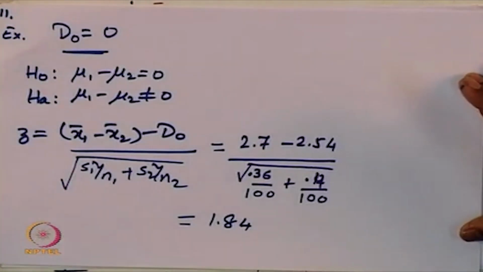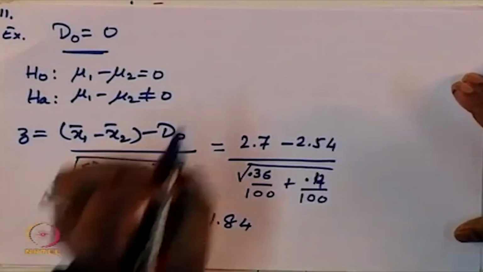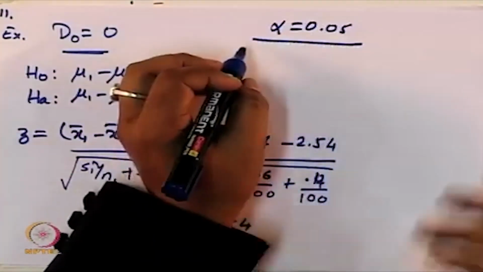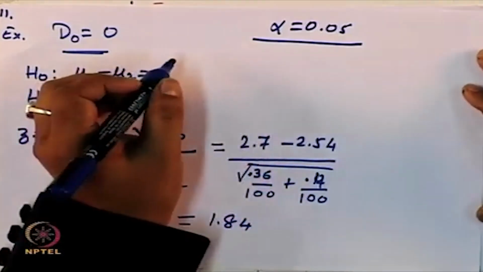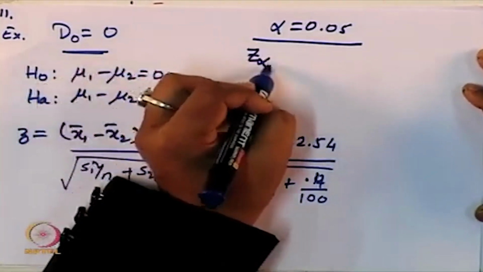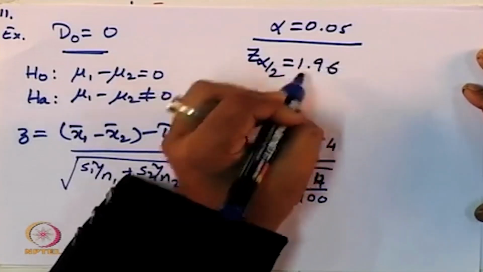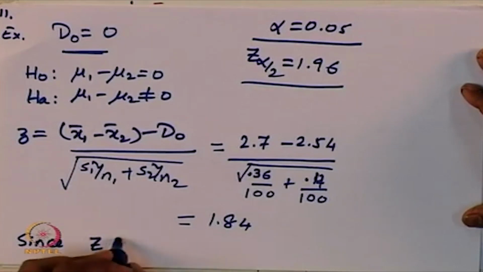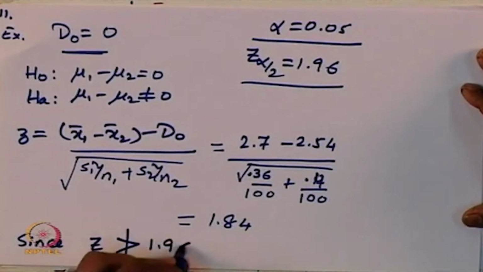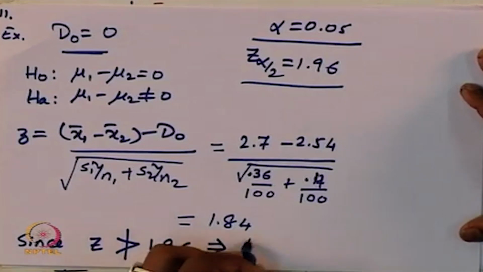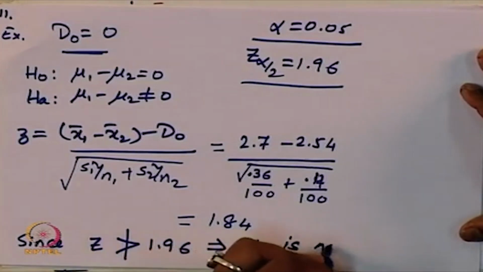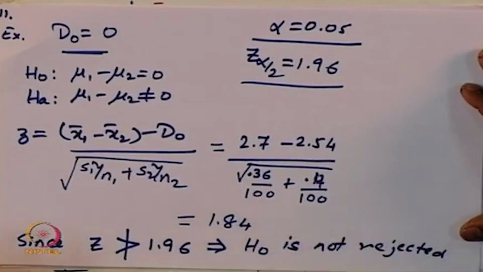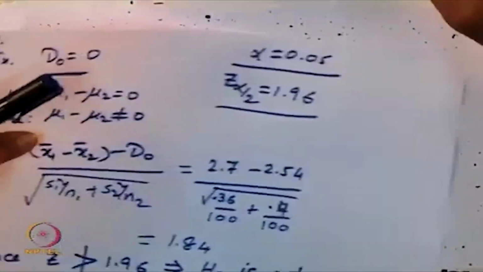So, how will you know whether this is significant or not? Corresponding to alpha equal to 0.05, you are doing a two-tailed test, so z of alpha by 2 is 1.96. Since z is not greater than 1.96, I will say h naught is not rejected. And this is also clear by computing the p value.